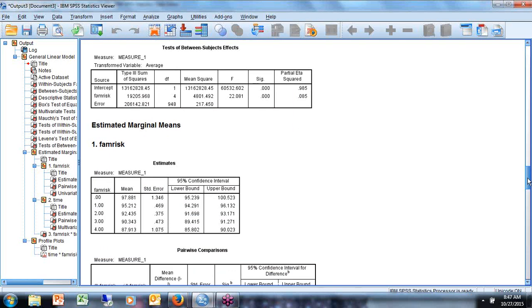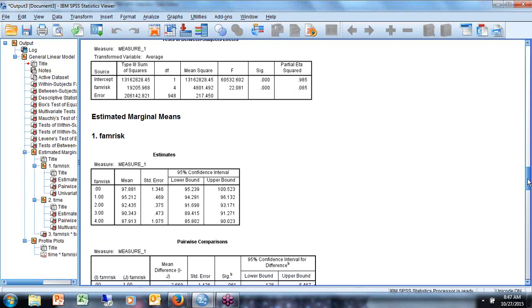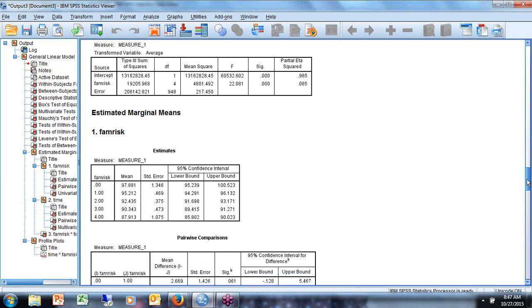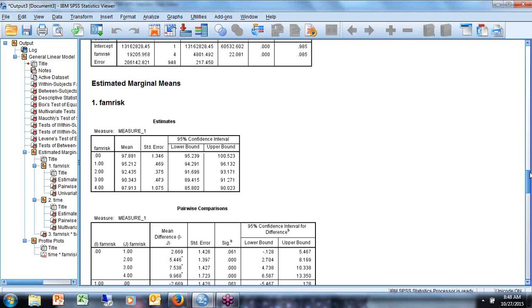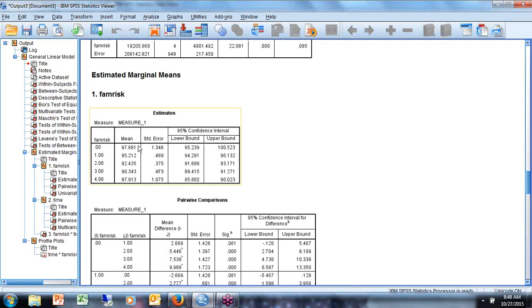For our purposes, we'll skip the interpretation of these marginal means, but one of the things we could look at is you can see that there's been an adjustment. So if we look at the family risk here, we can see that these means across levels of family risk do tend to drop. It looks like they're dropping almost linearly as we go down.